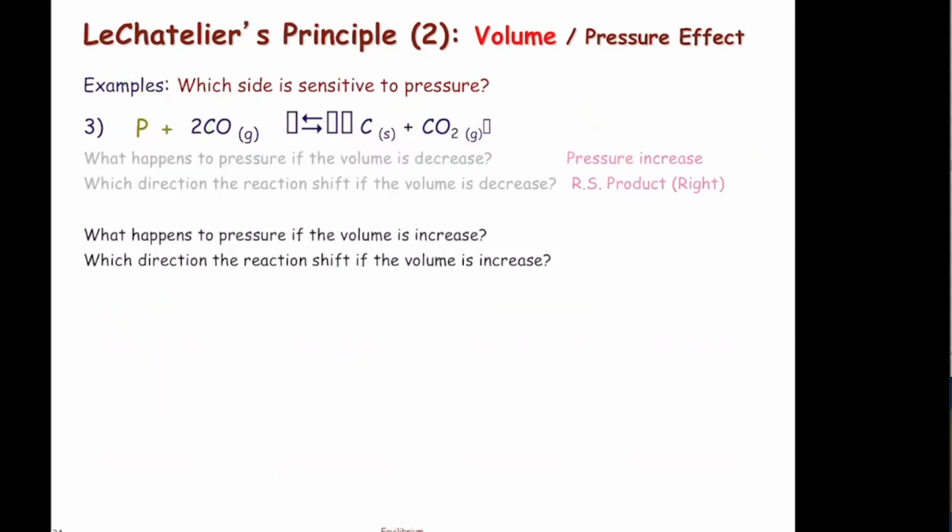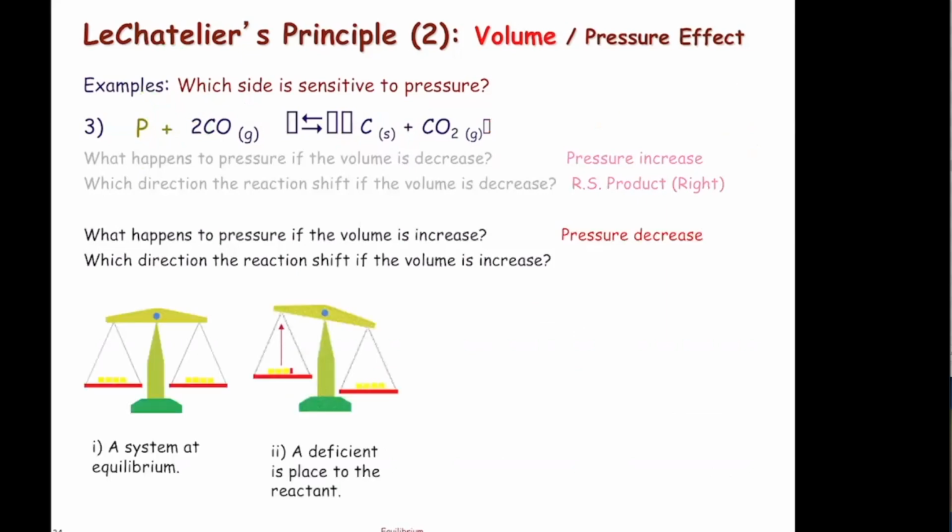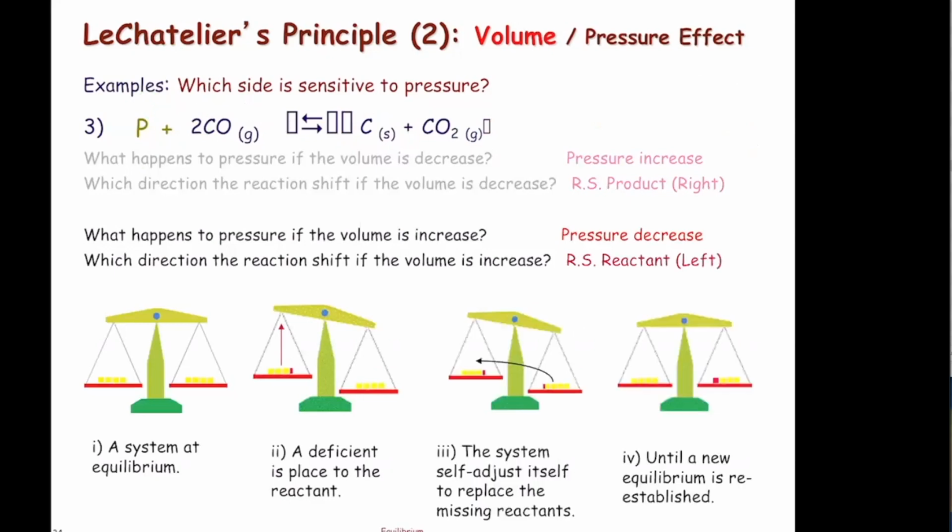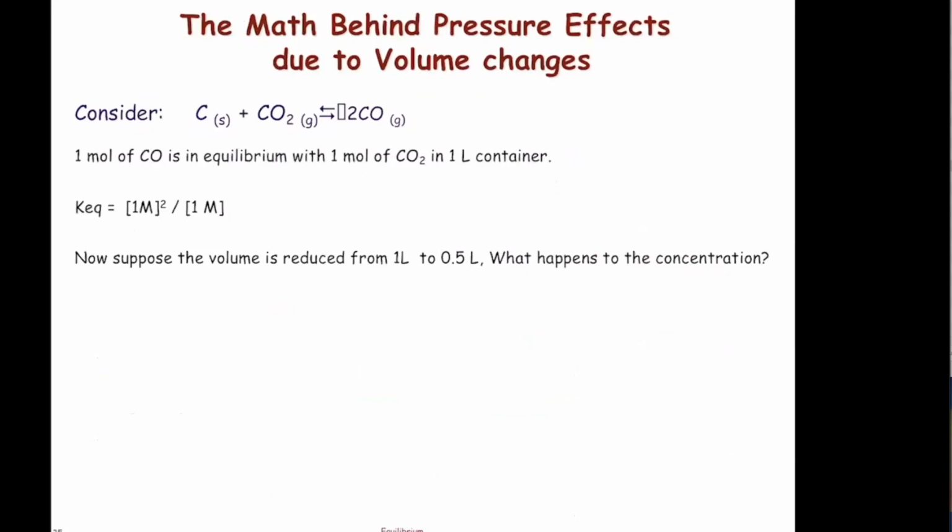What happens when you increase the volume, you decrease the pressure, you're causing a deficit on the reactant side. The reaction is going to make up that deficit by causing more of the product to go over to the reactant, until you reach an equilibrium.